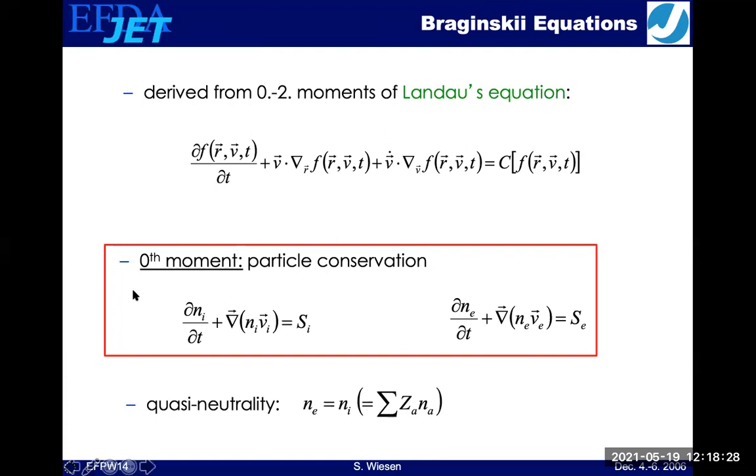So particle conservation, you must have seen such an equation before. This is the temporal evolution of the density plus the divergence of the product of density times velocity, equal to sources or sinks. This number here can be positive or negative. Same for the electrons. It's a similar equation, just that you have particle sources and sinks for electrons.